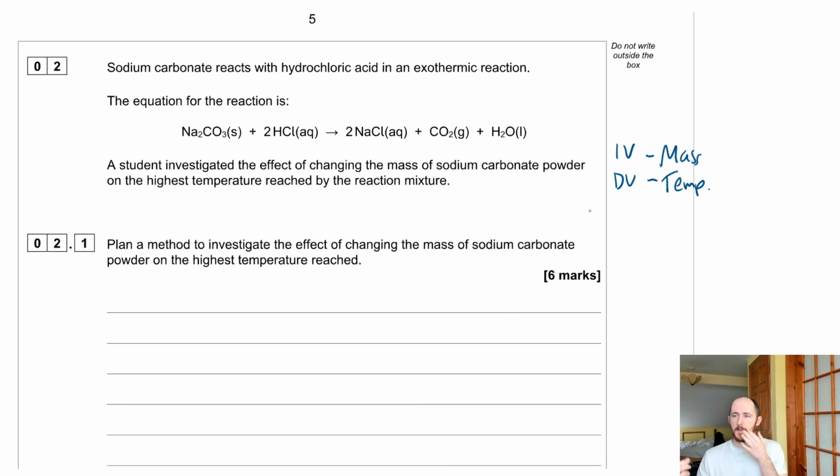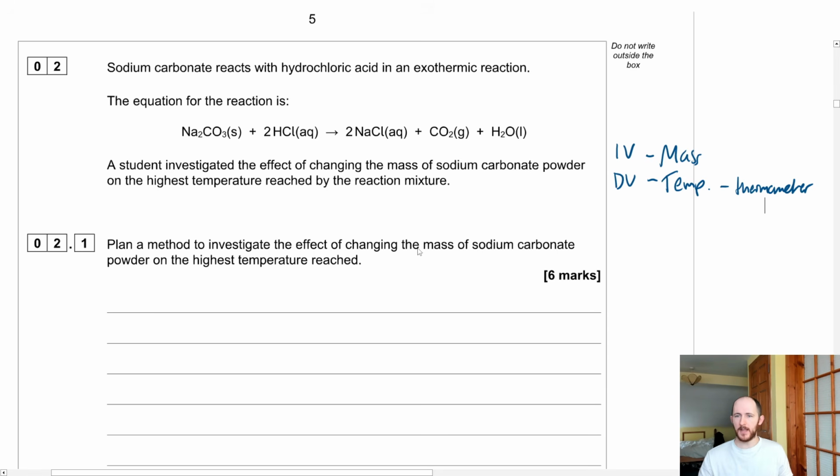And then all you need to do is think about how you measure those things. So temperature, that's fairly easy. It's a thermometer. But you have to be careful because when you're measuring the highest temperature reached, you need to take into account the starting temperature. Because if I do this in the winter versus in the summer, the hydrochloric acid is going to start at a different temperature. If it's 0 degrees in the room, then the hydrochloric acid will be at 0 degrees. If it's the middle of summer and 20 degrees in the room, the hydrochloric acid will be at 20. So it's not fair to compare those two temperatures. So we have to take into account the starting temperature. We're looking at the difference in temperature.